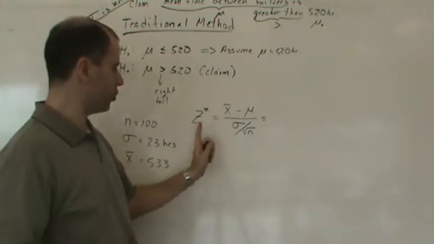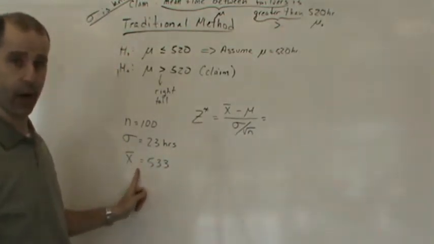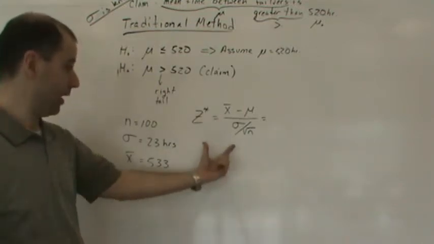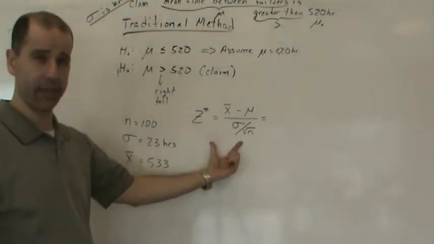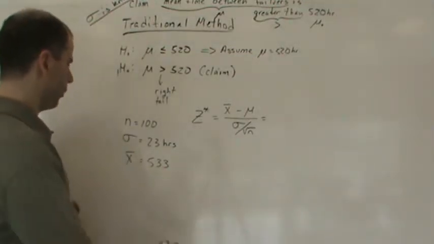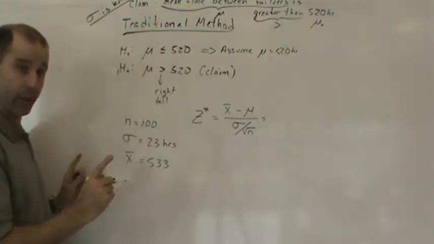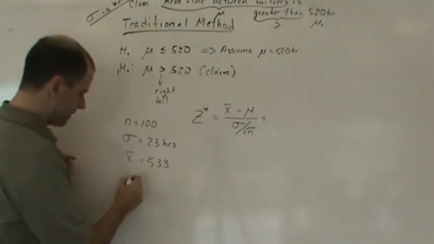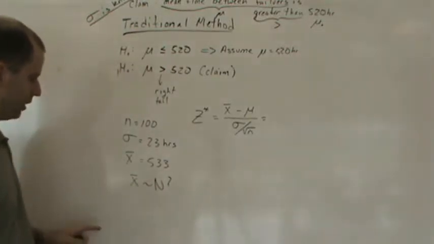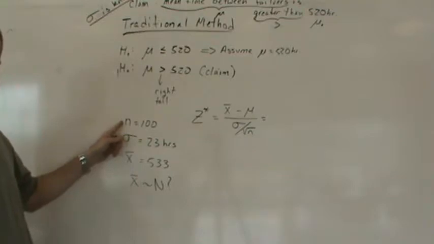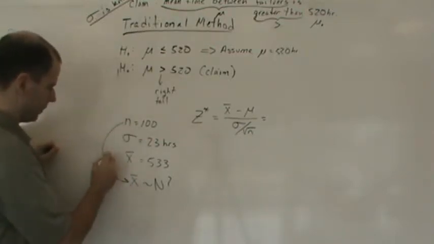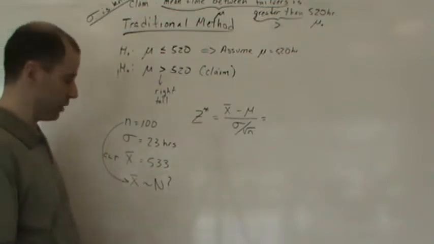Now, in order to do this, we have to know the distribution of x bar. So again, we have to know that the distribution of x bar is normally distributed, else we can't calculate a z star that means anything, right? Remember, bell-shaped and symmetric. So is x bar normal? And the answer is yes. Why? Because n is bigger than or equal to 30, so the central limit theorem tells us it's normal.